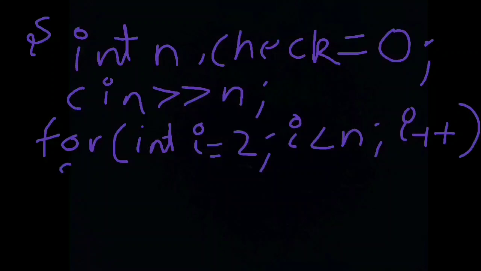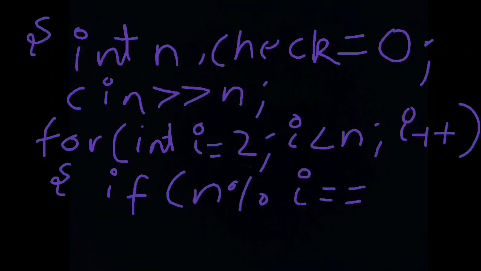I have written i equals 2 and i less than n. Remember, if you write i less than or equal to n, it will be wrong. It will mean that no number in this world is a prime number, and that is obviously wrong. Now I will check whether n, the number entered by the user, divided by i gives the remainder 0 or not.